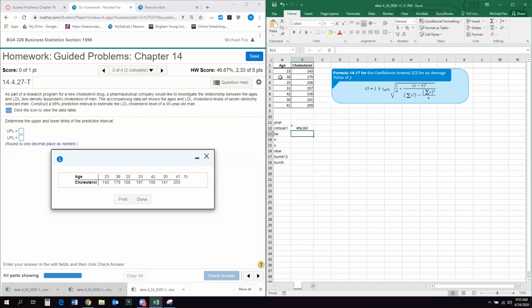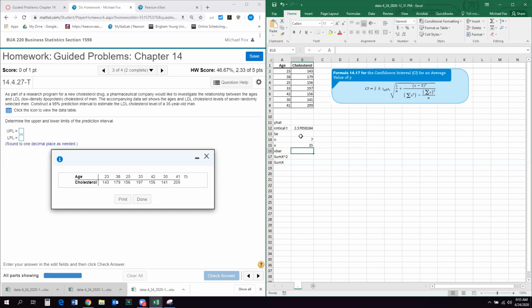So N is just the number of ordered pairs, right? 1, 2, 3, 4, 5, 6, 7. 7. All right, and now my critical T is there for me too. X, it's going to tell me, it says construct an interval for a 35-year-old man. Since this is the X's and the Y's, X would be an age. So the value of X that's given to me is 35.